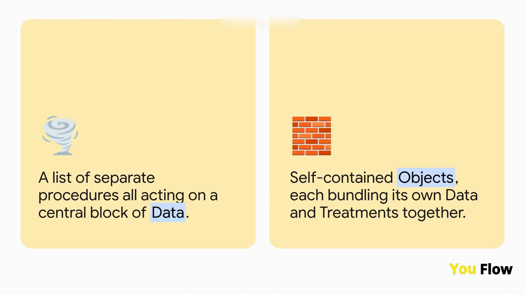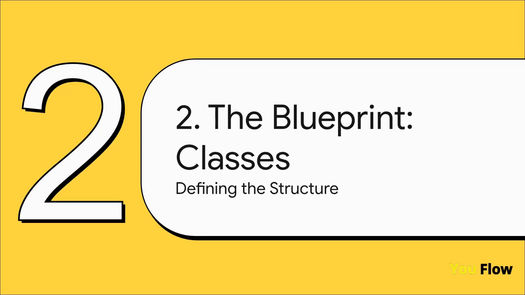But look at the right. The object-oriented approach is way smarter. It bundles the data and the methods that work on that data into a neat little package, an object. It's all about keeping things organized and self-contained. All right, on to Section 2, the blueprint, classes.